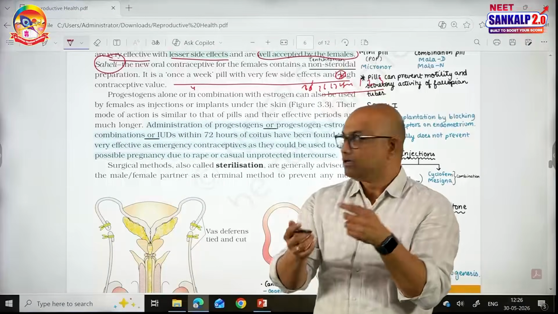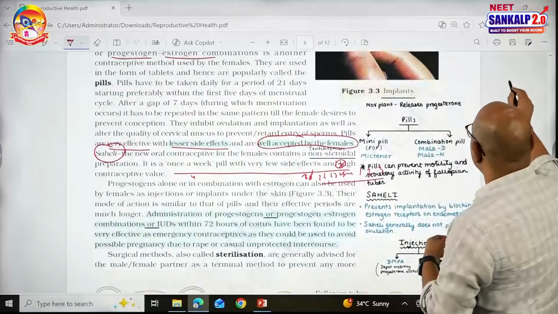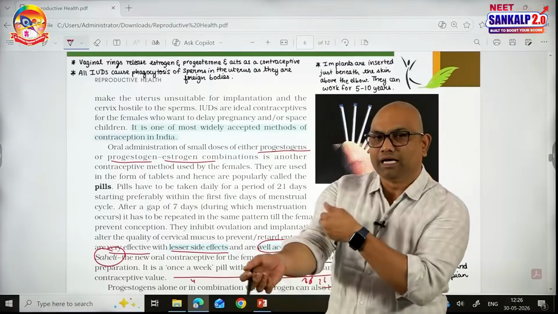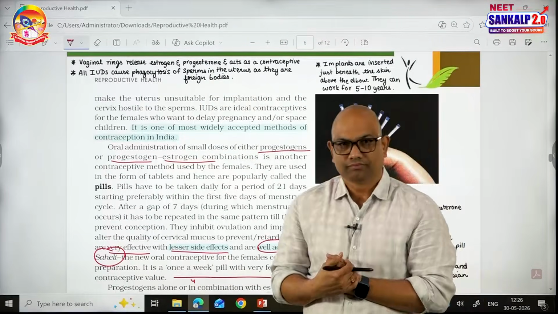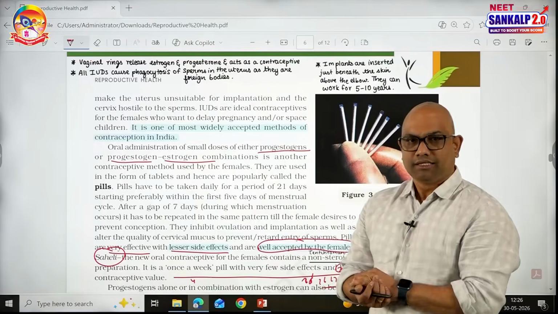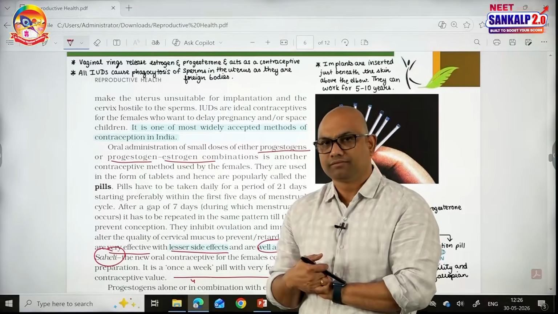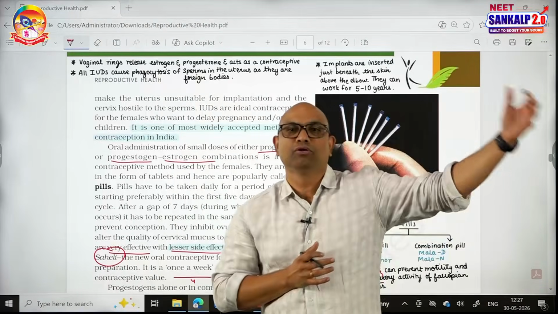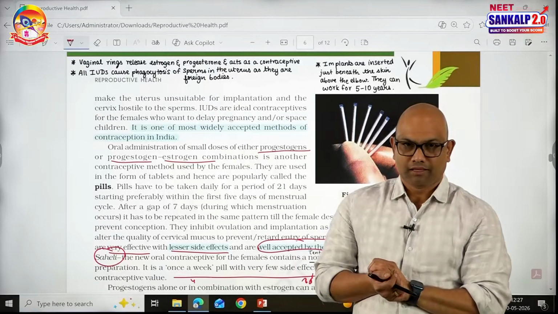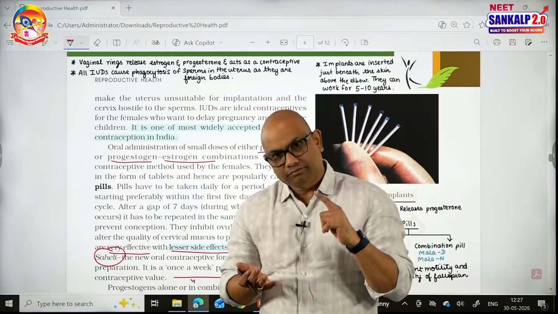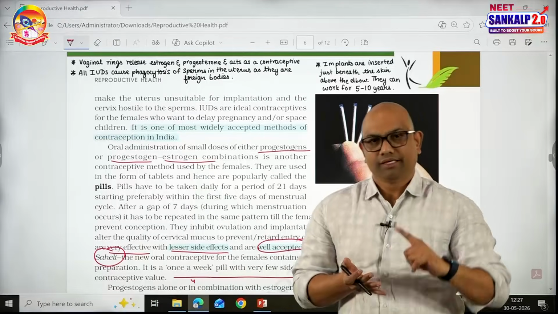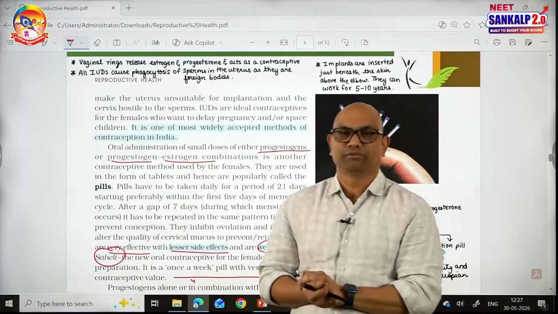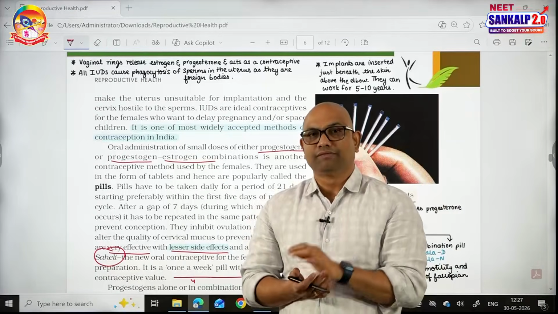See, this is an implant which looks like a matchstick. It can be inserted just beneath the skin above the elbow, and it works for about 5 to 6 years. They also release hormonal components. So the effective period of working for injections and implants is more compared to oral contraceptive pills. But remember, IUDs, pills, injectables and implants can all be used as emergency contraceptives within 72 hours after coitus.